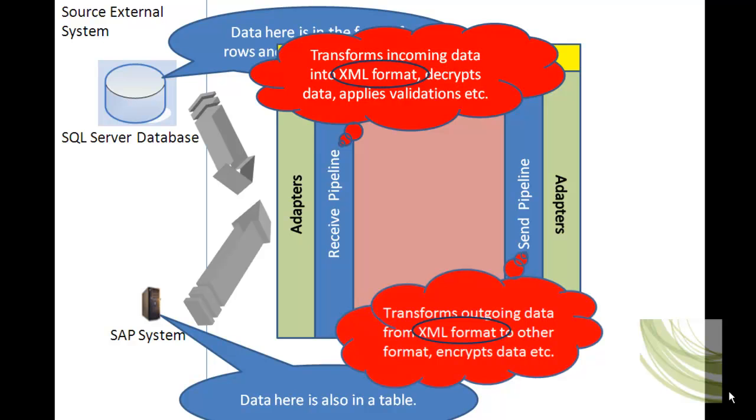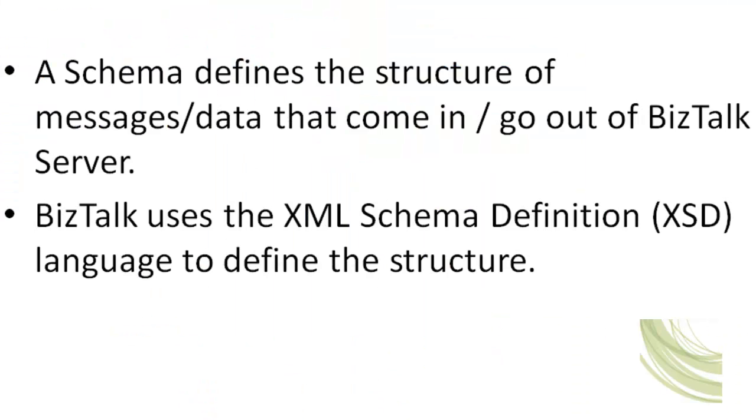The data that is coming from these external systems, you won't know how it is being placed within the XML format. That means within BizTalk you should have a predefined structure of this XML, and this predefined structure of your data is called a schema. So two things to know about schema. A schema defines the structure of messages or the data that come in or go out of BizTalk Server. Second, BizTalk uses the XML Schema Definition language to define the structure.